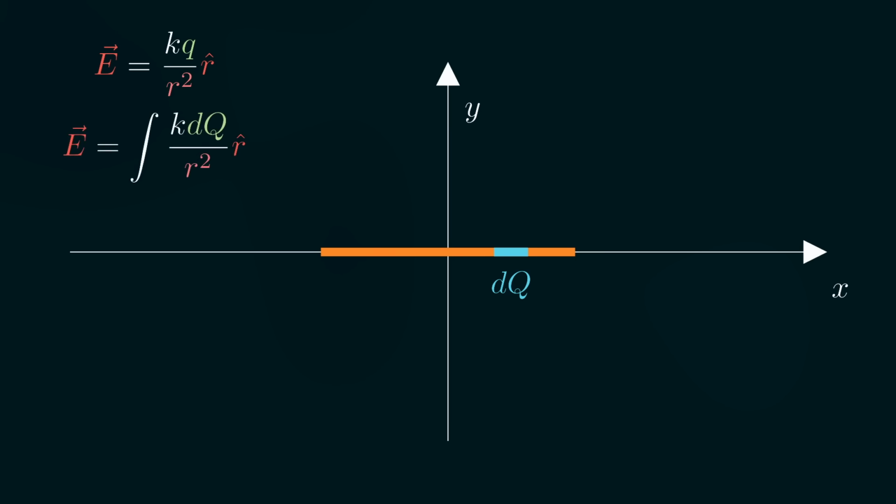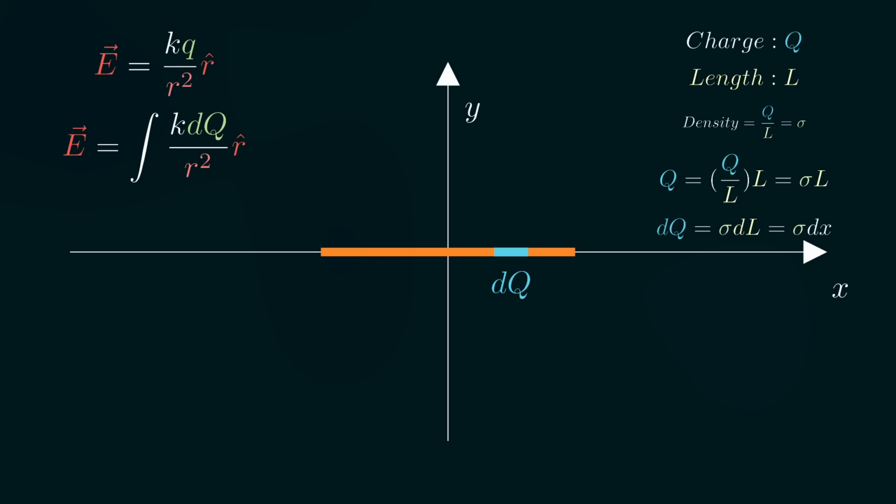Well, if we know the total charge on the line, let's call it Q, and the length of that line, then we can get the charge density, which is just the charge divided by the length. Now, if you multiply that by the length, the lengths cancel and you just get charge. So we can say that the differential charge is equal to the charge density times a very tiny length, dx. And now if we add up the tiny charges with an integral, we can calculate the electric field at some point. And if you want to do it for some other object, you just gotta find another way to break it into tiny charges like this.